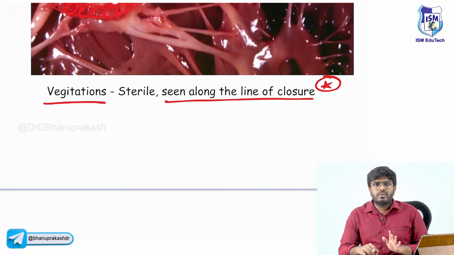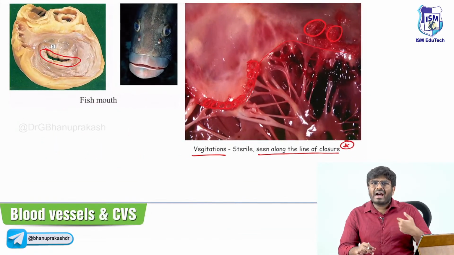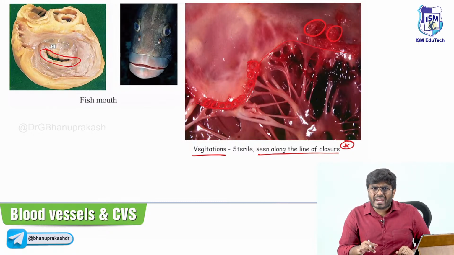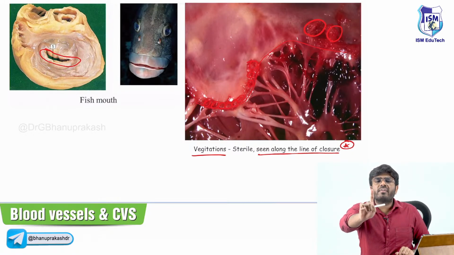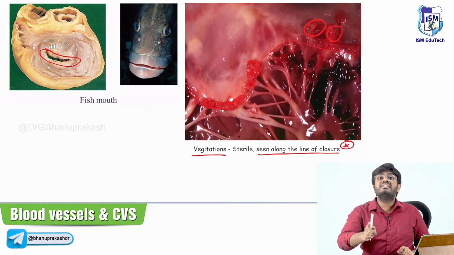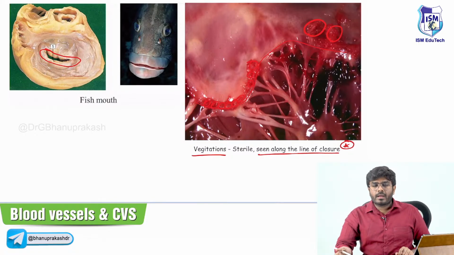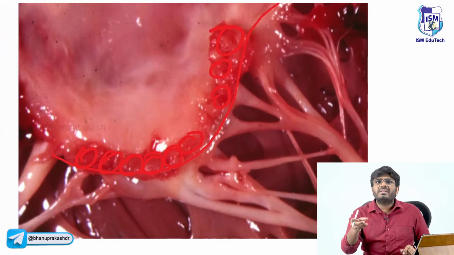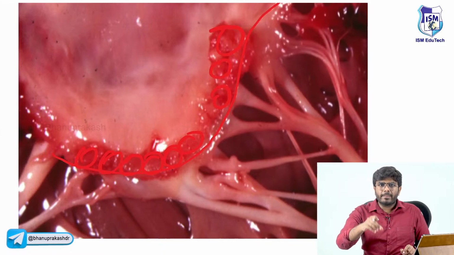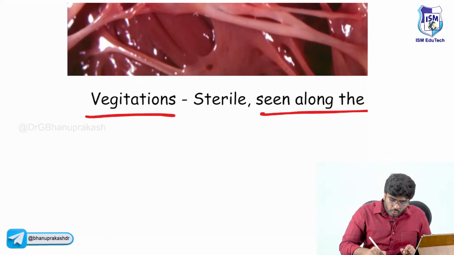My question to you: in rheumatic heart disease, the heart is getting affected. Is it because of bacteria? No, the heart is not getting affected because of bacteria. The heart is getting affected because of antibodies. The antibodies are attacking the heart, not the bacteria. So these vegetations are nothing but platelet accumulations. So they are sterile in nature. There is no bacteria.